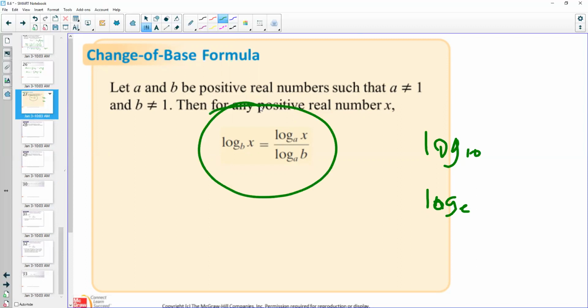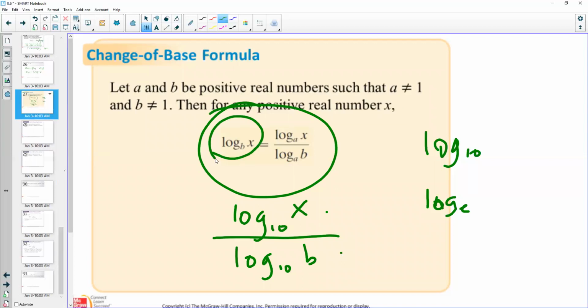Essentially what you do is we treat this as log base 10, we can choose whatever base we want, of whatever number, divided by log base 10 of the base. Okay? Log base 10 of the argument divided by log base 10 of the base. Gets us the answer to whatever this was.